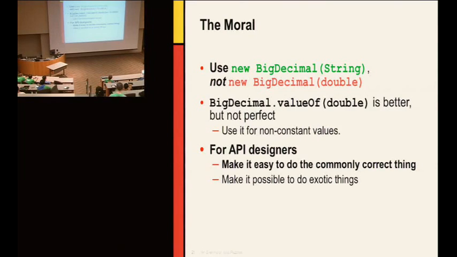Instead of using the constructor, I should have given it a name that made it clear what it actually did. What I should have done is made a static factory called BigDecimal.exactValueOfDouble. And then nobody would have used it accidentally. This causes real bugs in real programs.